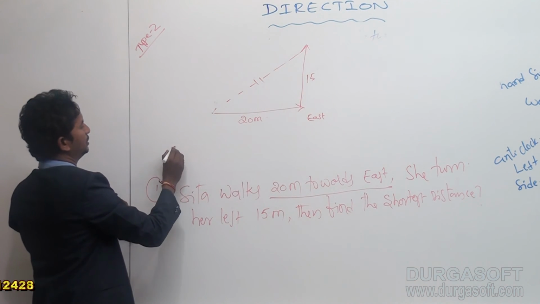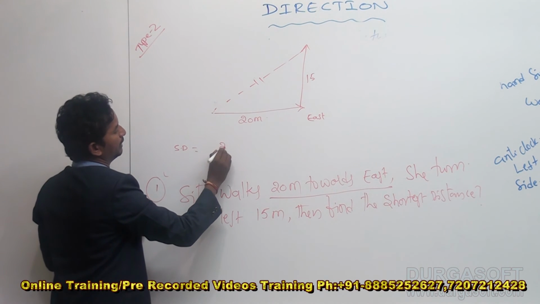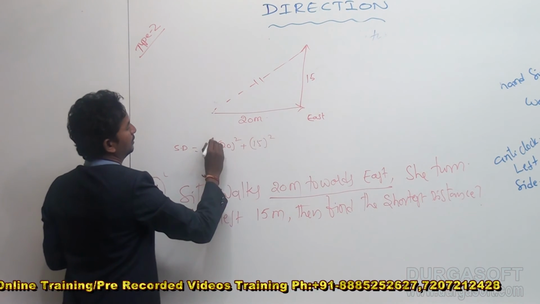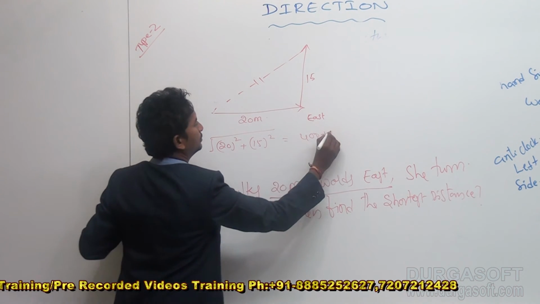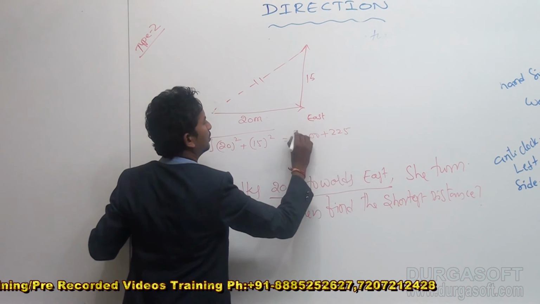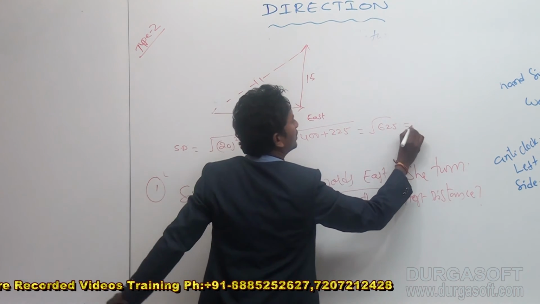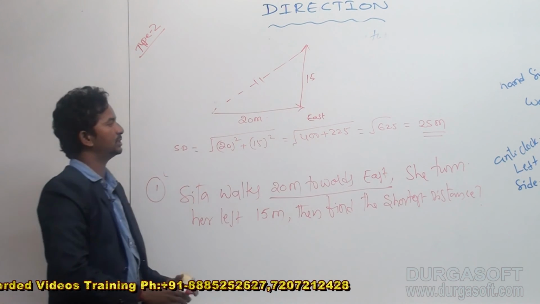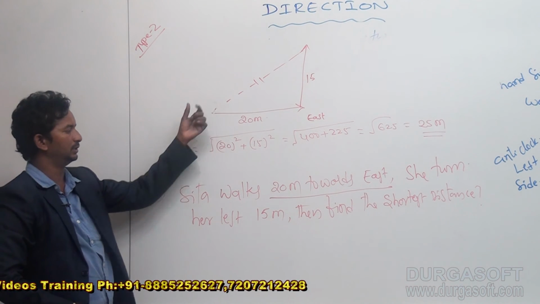Now the shortest distance, SD, is equal to the square root of 20 square plus 15 square, is equal to the square root of 400 plus 225, the square root of 625, which can be written as 25 meters. The shortest distance is 25 meters.